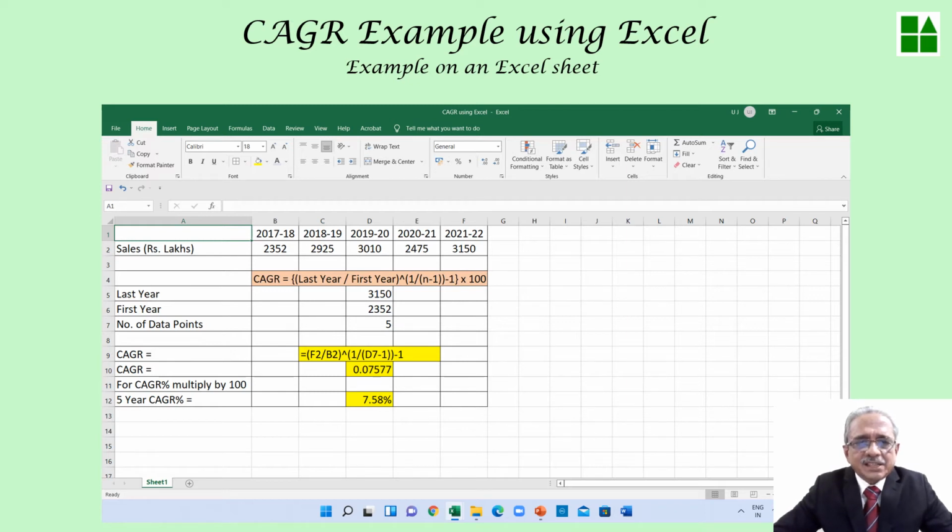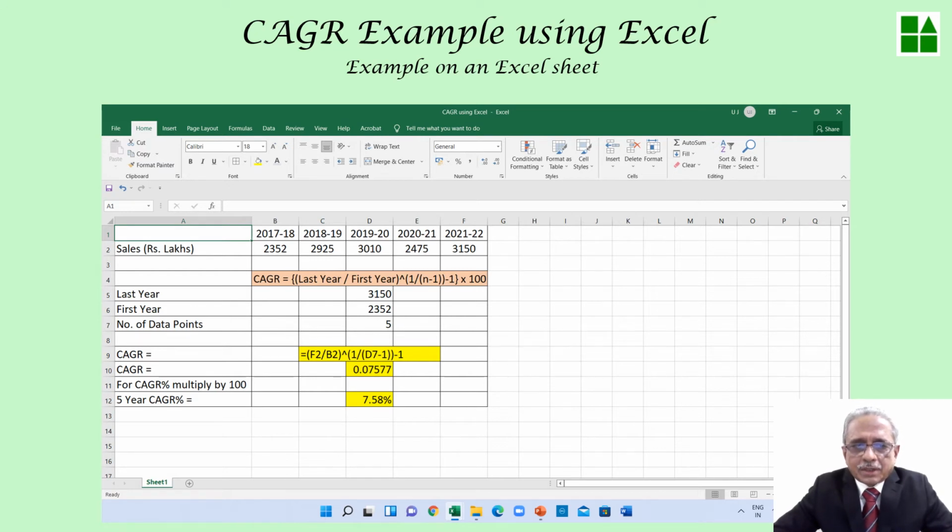Place the figures on a worksheet. In column B, you have 2017-18 with the sales shown in the cell B2 as 2352, and likewise for the other 5 years. In our example, the last year is 3150, first year is 2352, number of data points is 5.